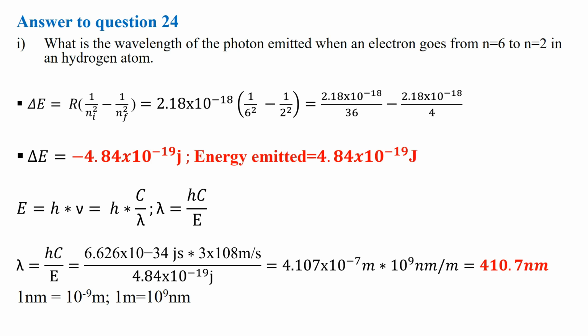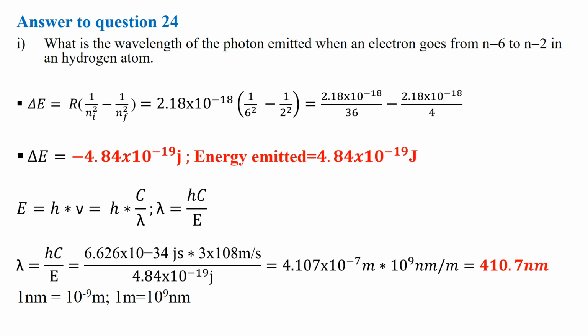After getting the energy, we know that energy is equal to the Planck constant times the frequency. Then we can replace the frequency with the speed of light divided by the wavelength. Then we can arrange the terms and get the wavelength. So the formula for the wavelength is equal to the Planck constant times the speed of light divided by the energy, or the change in energy. Then we replace the values and we get 410.7 nanometer.